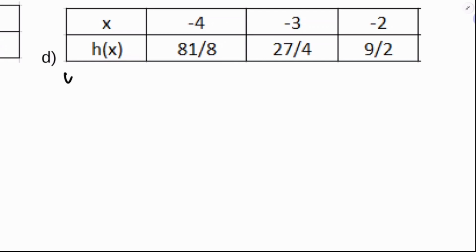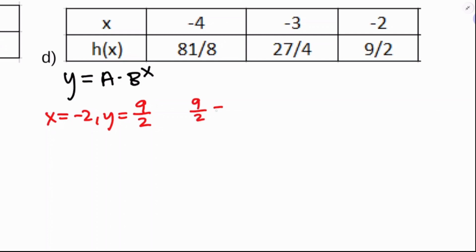All right, so I'm going to do the same thing, set up the system, y equals a times b to the x. I might go a little faster this time. I'm going to use -2 and -3 because those look like the smallest and easiest numbers to deal with. So x equals -2, y equals 9/2. That means 9 over 2 equals a times b to the -2.